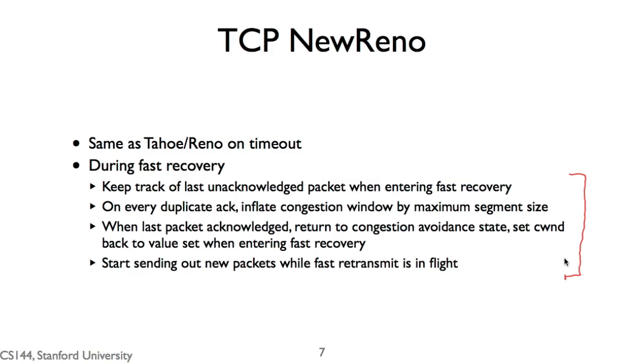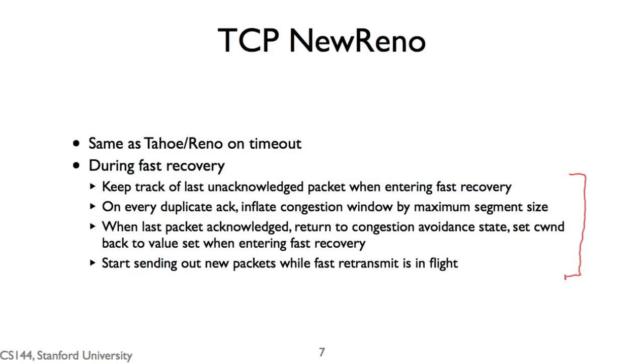When you enter fast recovery, so this is when there's a triple duplicate ACK, on every duplicate ACK that you receive, you inflate the congestion window by the maximum segment size. Then when the last packet that's outstanding is acknowledged, you return to the congestion avoidance state, you set your congestion window back to the value set when entering fast recovery.